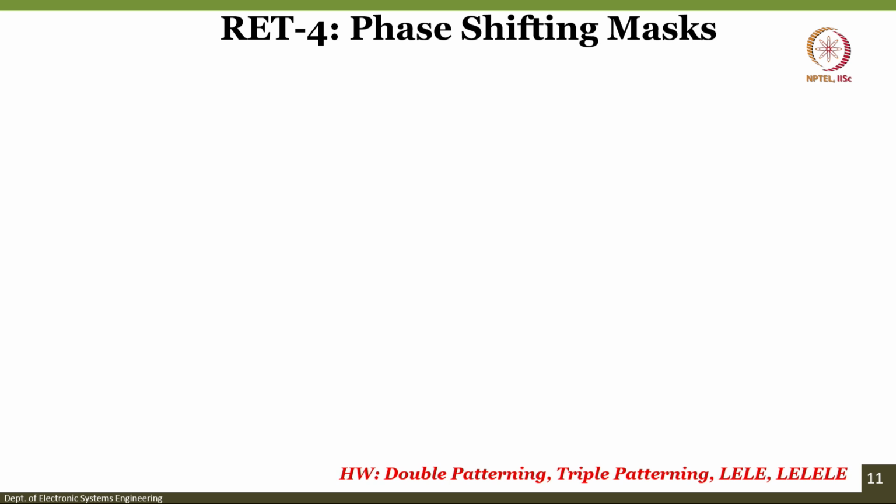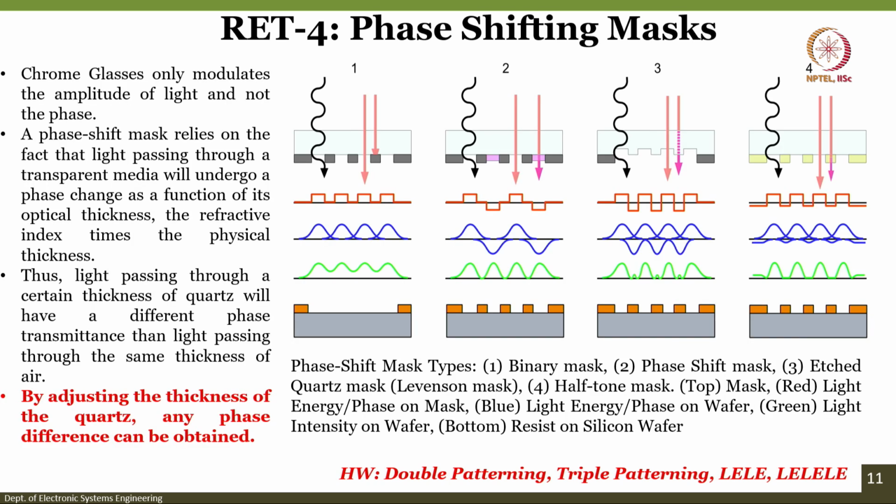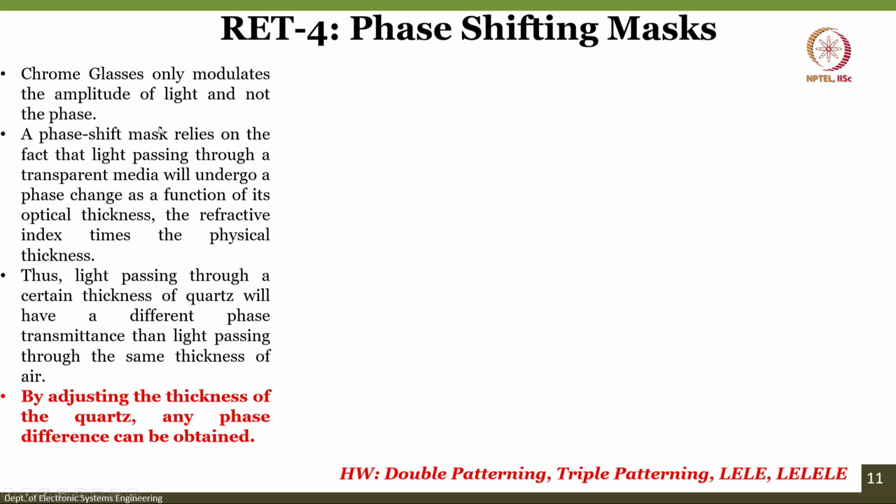Finally, the phase shifting mask. So, this is your phase shifting mask. There are 4 cases. I mentioned that sometimes you see this thing, it is blocking the light. So, generally the chrome glass which has been used for the mask is only modulating the amplitude of the light and not the phase. But if we use some particular material that will help in changing the phase, then by adjusting the thickness of quartz you will get any phase difference. When you get any phase difference you can check what image you are getting on your wafer.